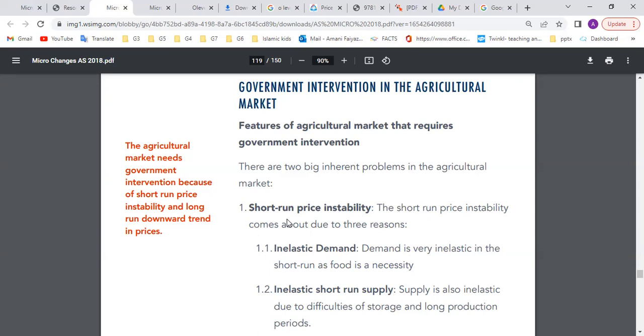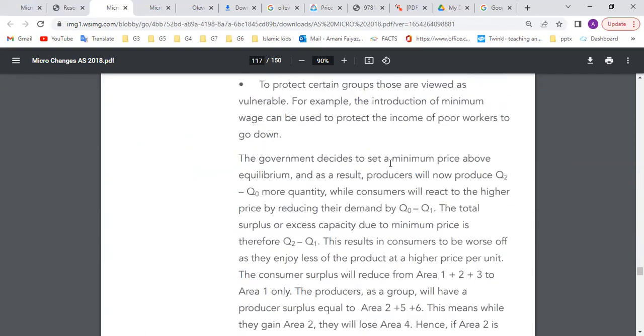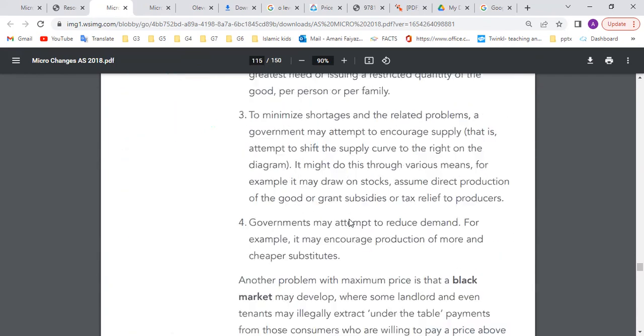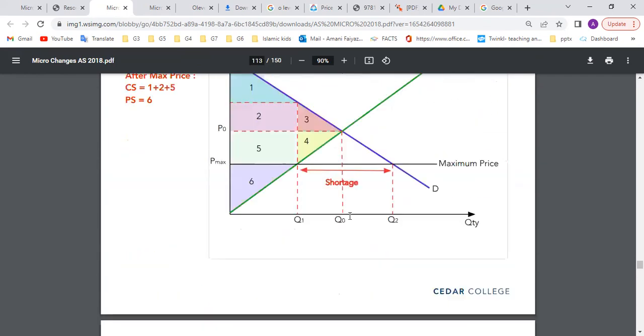Now, an ineffective price, let's draw it because that is how it will be better explained. In effective and ineffective, you know that a maximum price needs to be set. So this is our maximum price. It needs to be set below the market price. Maximum price is below the market price.